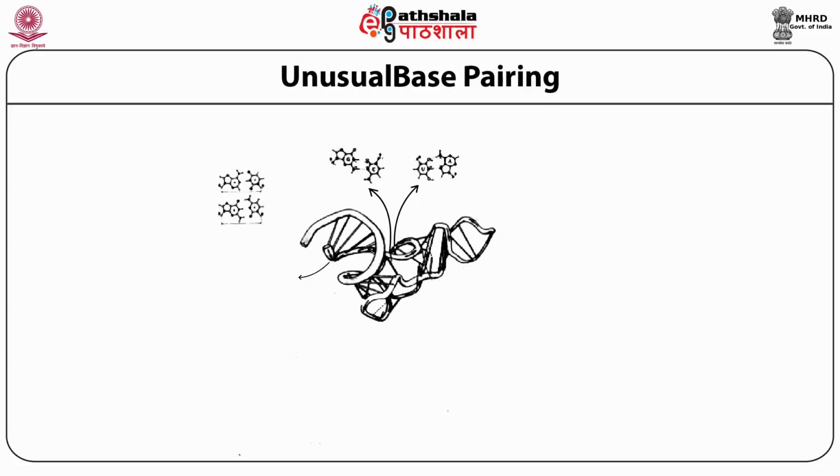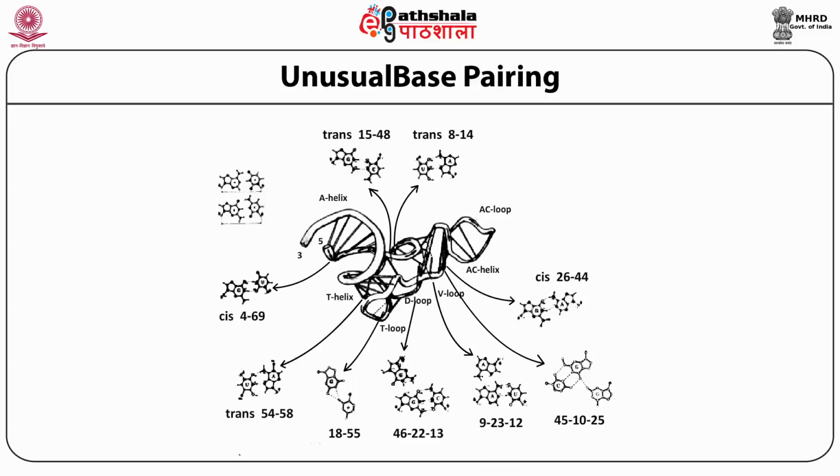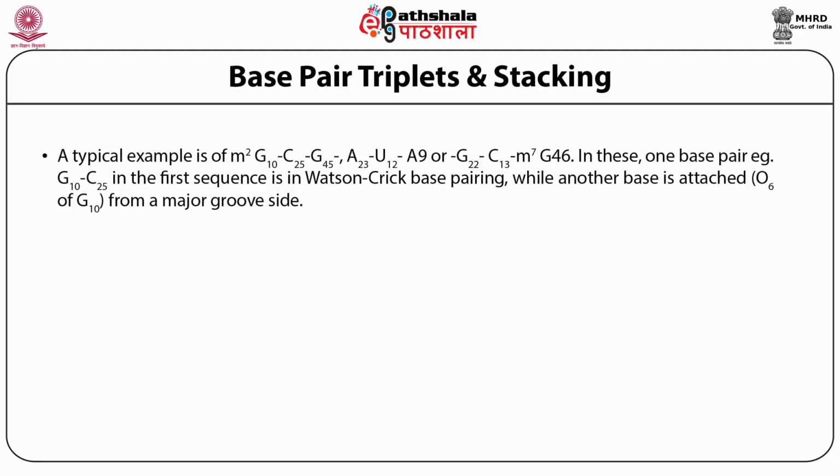We show in this picture a number of unusual base pairings, some of which we have discussed earlier in the case of tRNA structure. For example, we have 3 bases having hydrogen bonds with each other. We have non-Watson-Crick base pairing, which we shall discuss in the next slide. A typical example is G10, C25, G45, a base pair triplet. A23, U12, A9 is also a base pair triplet. G22, C13, M7G46 is again a base pair triplet.